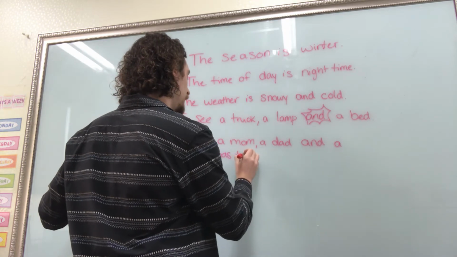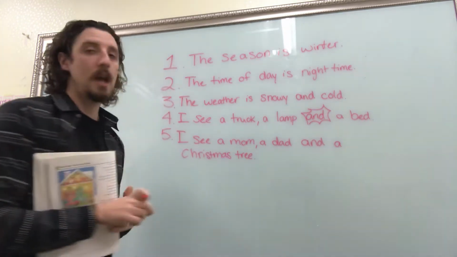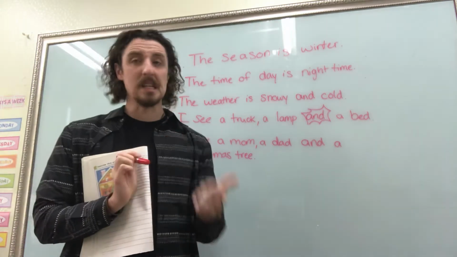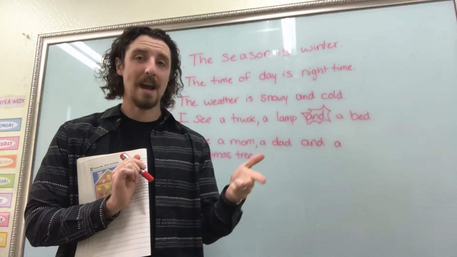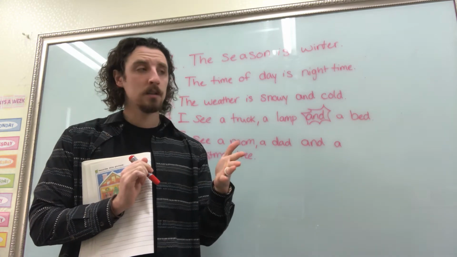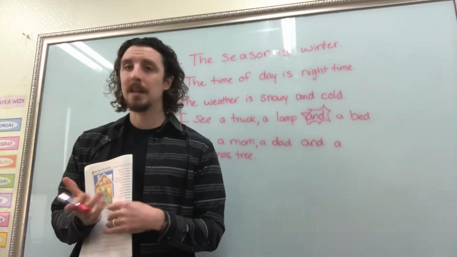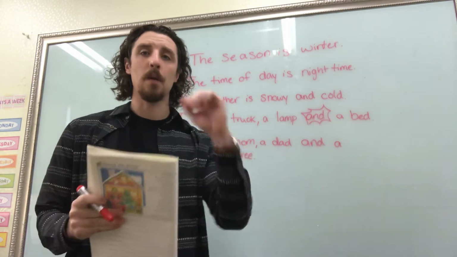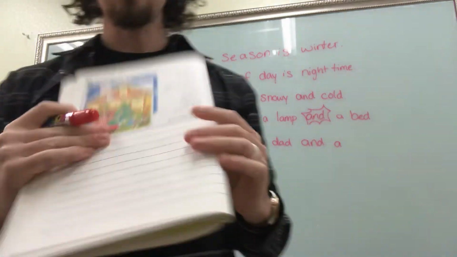A Christmas tree. Okay? Now you can say that you see a TV, a chair, a cat, cookies, stockings, a boy, presents, anything you want. You can say that. We need 3 things, okay?